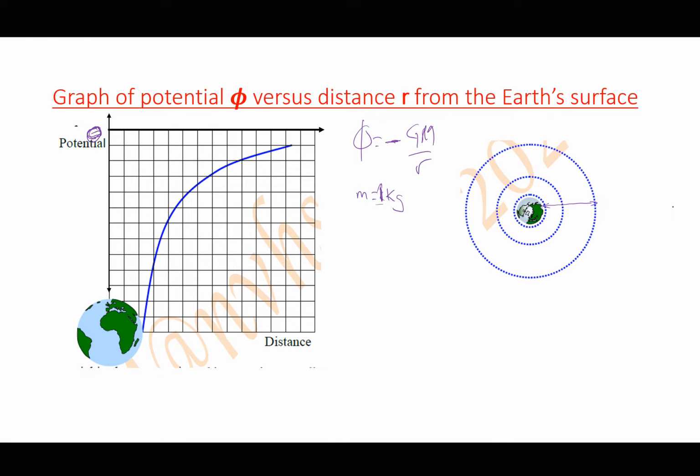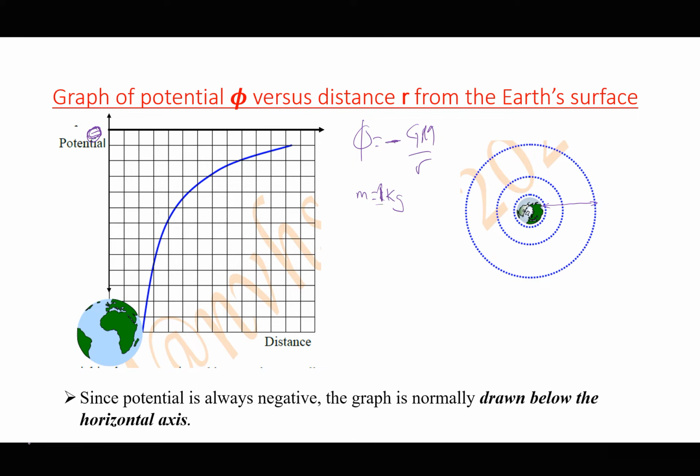And energy is being added to the system, but it becomes 0. It means all you were adding was contributing to the negative values. So it was just becoming less negative until it becomes 0. So one important thing that we need to note here is, since the potential is always negative, the graph is normally drawn below the horizontal. It would normally be drawn below the horizontal axis because the potential is always negative.